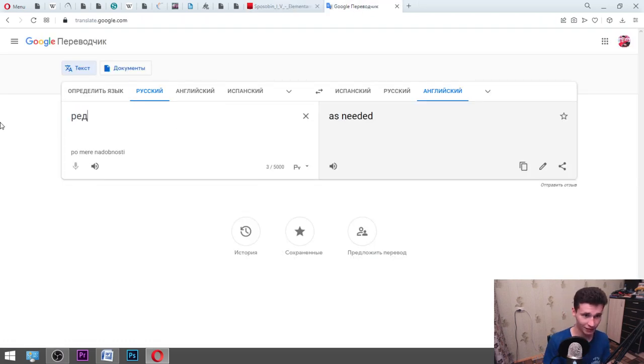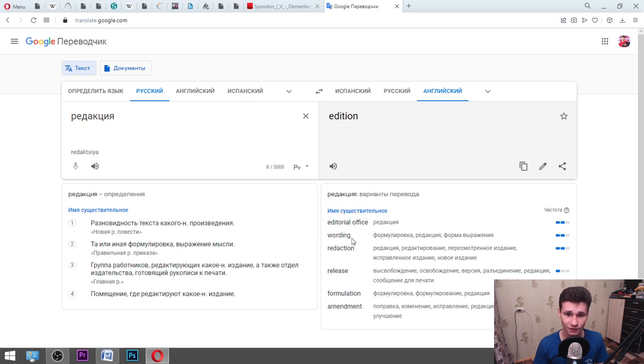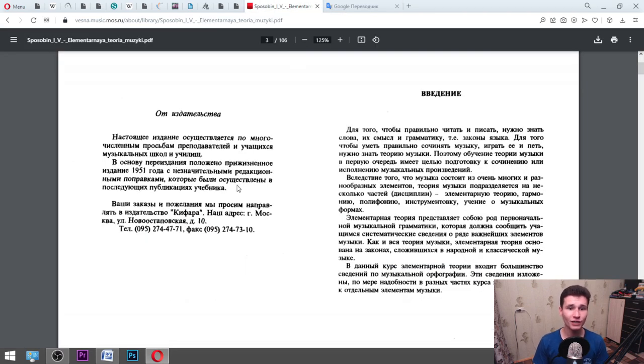Do you have редакция? How to translate it? Edition, editorial office, wording, redaction. Oh, you have it. Release, formulation, amendment. Okay. And которые были осуществлены в последующих публикациях учебника. And these editings from 1951, after the death of Игорь Владимирович, were made after, in the next editions of the publication of this student book.